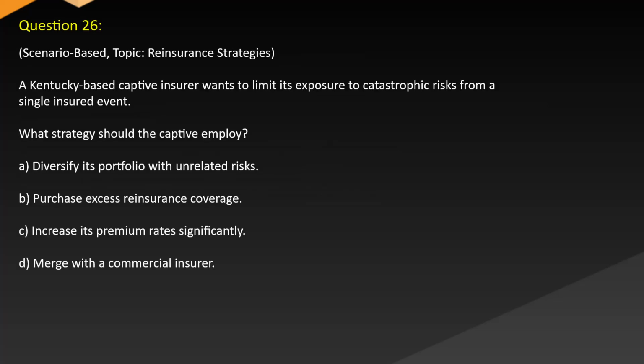Question 26. Scenario-based. Topic: Reinsurance strategies. A Kentucky-based captive insurer wants to limit its exposure to catastrophic risks from a single insured event. What strategy should the captive employ? A. Diversify its portfolio with unrelated risks. B. Purchase excess reinsurance coverage. C. Increase its premium rates significantly. D. Merge with a commercial insurer.